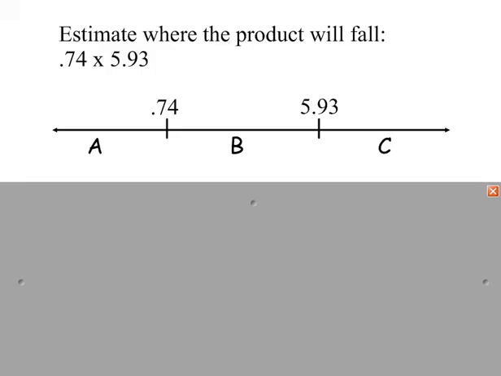Let's apply this. In the first example, I have 74/100 times 5 and 93/100. Since this first number is less than 1, that's going to cause my answer to be less than 5.93. So we have 3 regions here: to the left of 0.74, between the numbers, and greater than 5.93. My estimate of my answer is going to fall in this middle region because the 74/100 is going to cause the answer to be less than 5.93.